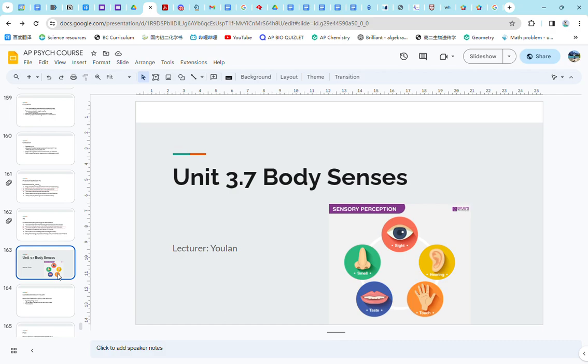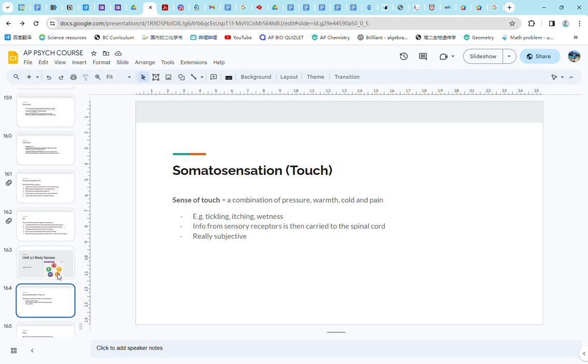As you all know, body senses provide you with information about the position of your body with respect to the environment. The four main ones are touch, pain, vestibular, and kinesthesis. The first one is somatosensation, which is touch. The sense of touch that you experience is a mix of pressure, warmth, cold, and pain. Variations of these four include tickling, itching, and wetness. For example, wetness results from the stimulation of both cold and pressure receptors.